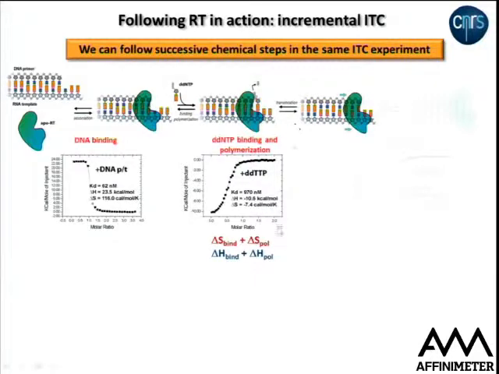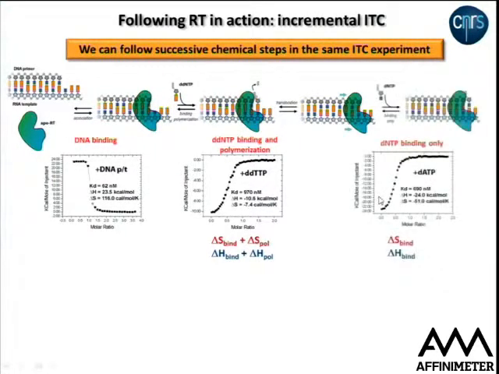And again, at the end of this reaction, we keep the product of this second reaction in the cell and reload the syringe with a third substrate of the reaction, which is a second incoming nucleotide, in this case dATP. And we perform the third titration on the same sample. And because at the previous step we used a chain terminator ddTTP, the second incoming nucleotide cannot be incorporated anymore into the primer strand. It can bind only.